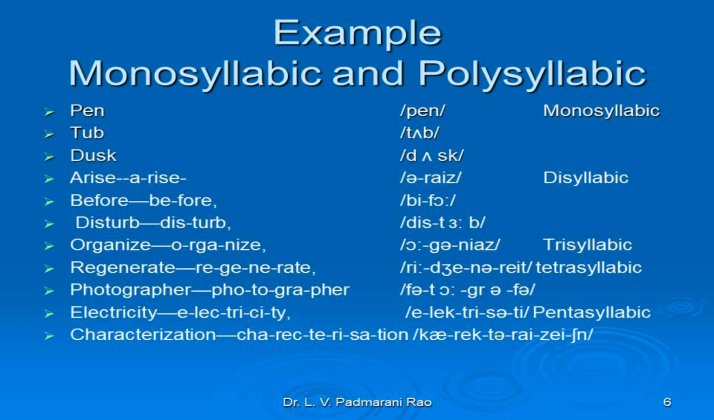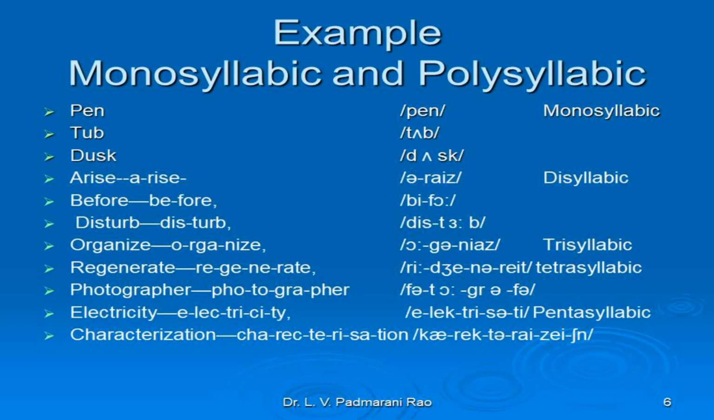Similarly are the words tub, dusk. All these three words are monosyllabic because they have only one syllable being represented by one vowel sound in it, followed by one or more consonantal sounds. But look at the next example, arise. Look at the hyphen that is given.